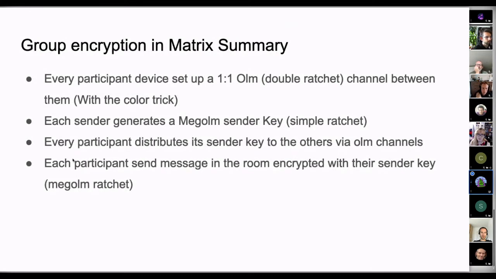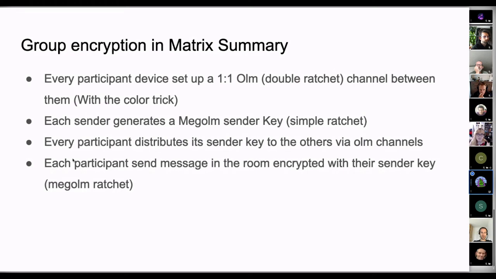So let me sum up group encryption in Matrix. By the way, every room in Matrix is a group, even if it's a DM. Because let's say I have two devices and you have two devices. For the crypto layer, there are four people, four entities in that room. So it's already a group. At the beginning, when you start typing a message in a room, you have to set up a one-to-one Olm double ratchet channel with every device in that room using the call trick.